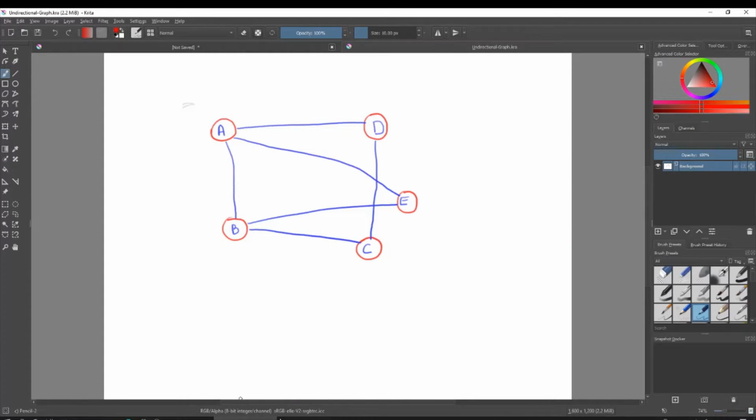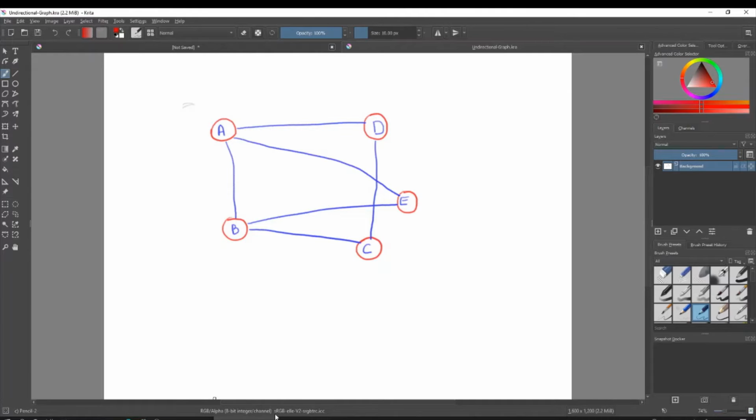A graph is a data structure which has nodes or vertices. These nodes or vertices are interconnected with the help of edges. These edges sometimes have directions and sometimes they don't. Whenever the edges have directions, the graph is called a directional graph. And whenever the edges don't have directions, that graph is called an undirectional graph. Let's see an example of an undirectional graph.